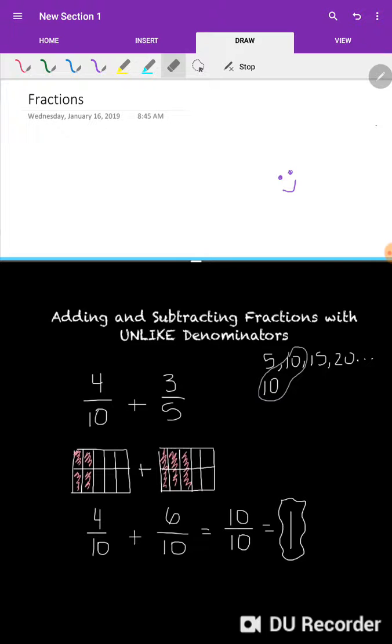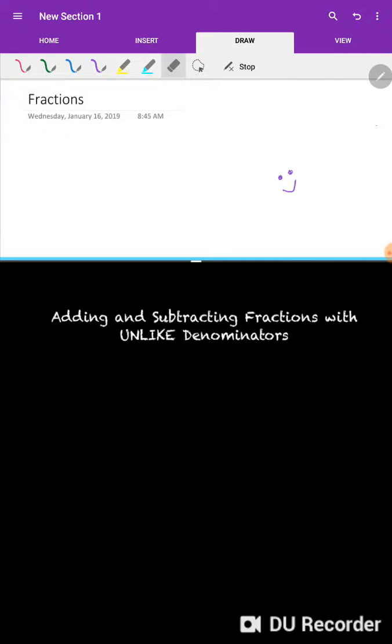All right, let's look at another one without models. So hold on just a sec. All right, let's try 3/7 plus 2 over 21. Again, the denominators are not the same. So the first thing I want to do is make them the same. And I'm going to edit here a little bit.